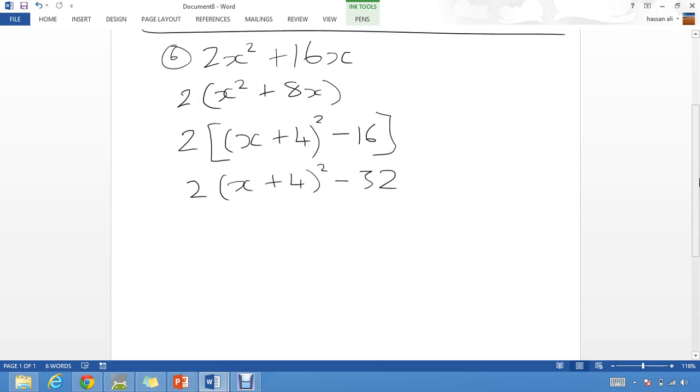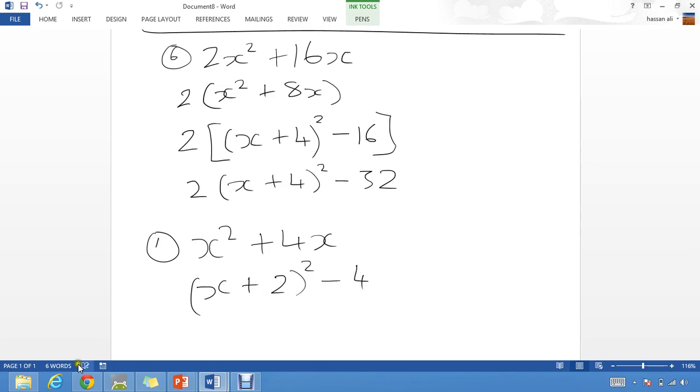Just in case you're not aware of completing the square for simple questions. If you had x squared plus 4x, again, all you do is half this coefficient of x here, which is plus 2, and then you take away the square of this number, and that's your final answer there.